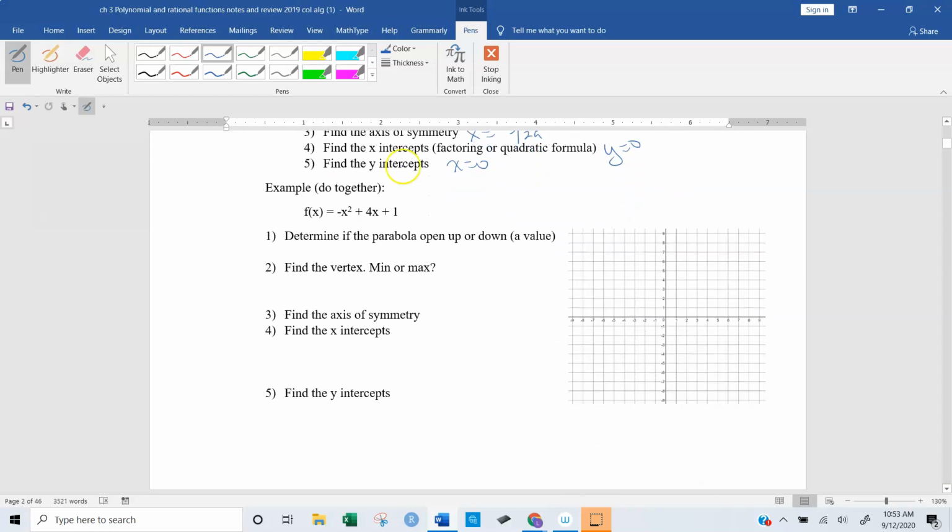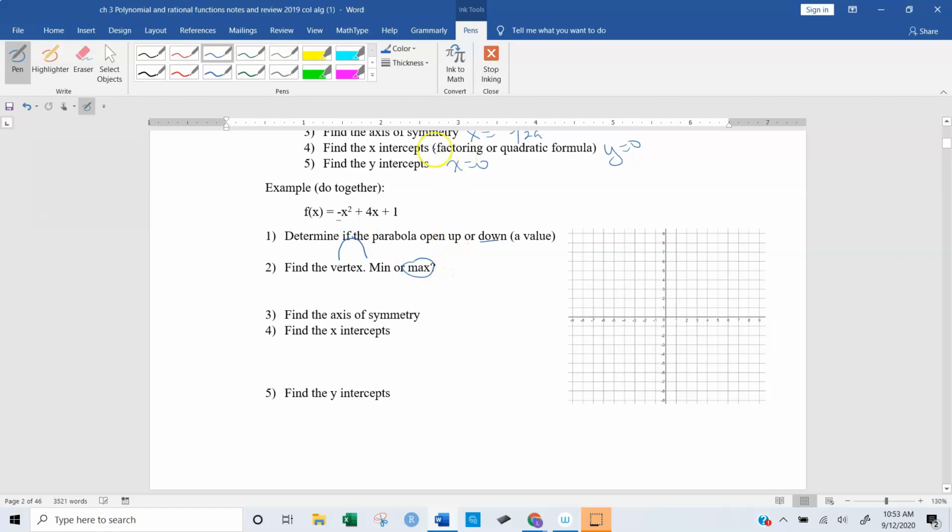So I look at this and I would know if my parabola opens up or down. So I notice that I have a negative x squared. That means this parabola opens down. So it's going in this direction. I know it's going to be a max because it's opening down.